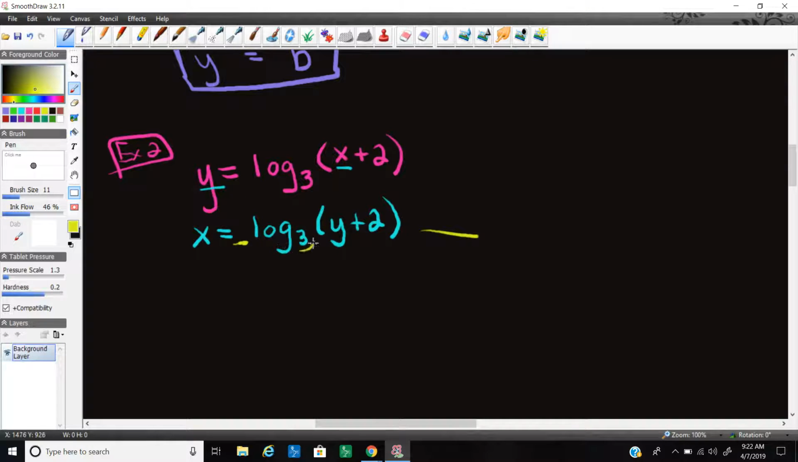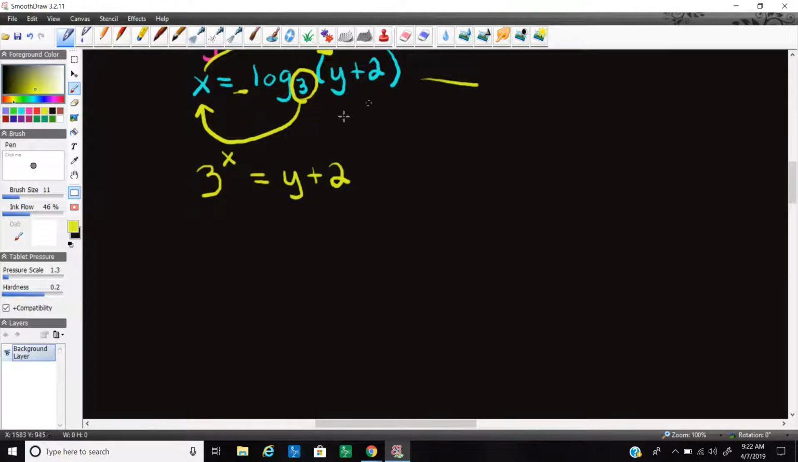So I'm going to find my base. Again, here's my base. And I'm going to do my little trick here, go around and around, and rewrite this entire equation. So I'm going to have 3 to the power of x is equal to everything inside the parentheses, so y plus 2. Now, as you can see, we're almost done, but we still have that 2, so we do need to move it. So let's do that. I'm going to subtract 2 from both sides. And that's going to leave me with all of this.